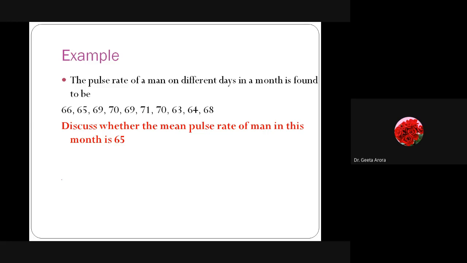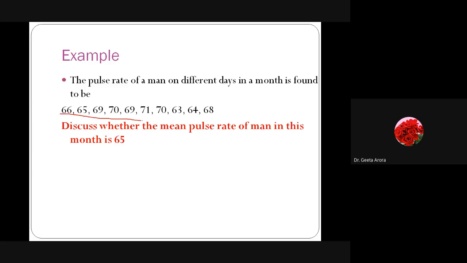We are talking about the average, because the man might be used to writing down a daily record of the pulse rate, and here we have been provided with some data values, not all 30 values of a month. But from these sample values we want to conclude something regarding the mean pulse rate in a month. Correct? So let's see what things are provided to you.